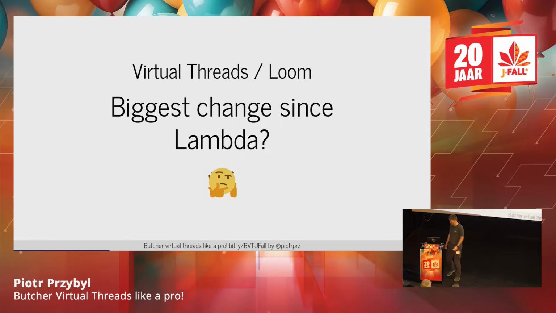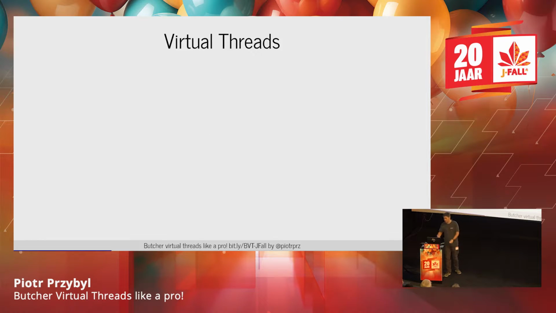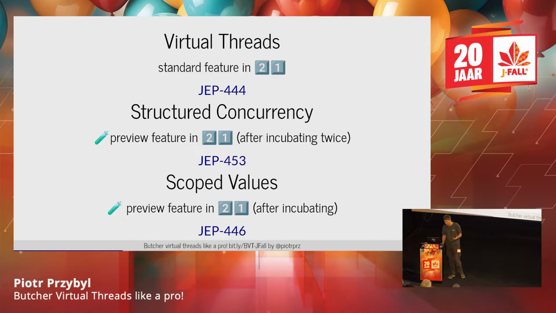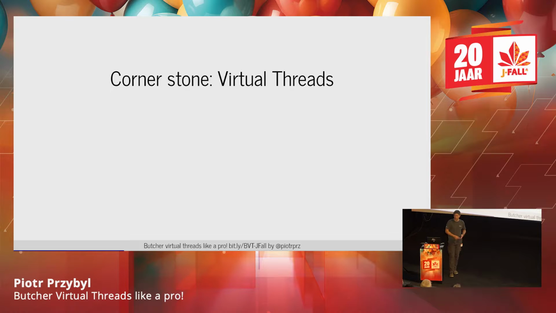I don't know this. Yeah, it requires some thinking, some tinkering and whatnot. So what they are part of this, or they are delivered as a standard feature as this JEP 444, but we also have structured concurrency as this JEP in preview, in first preview after incubating twice, and we have scoped values, a new kit in the blog, also in Java 21. All right, so the cornerstone of all these changes around concurrency in Java are virtual threads.